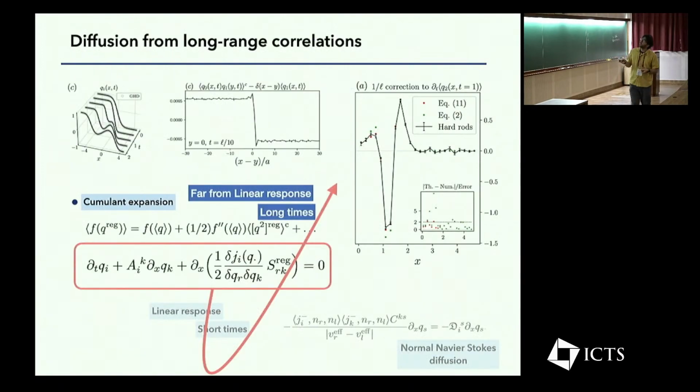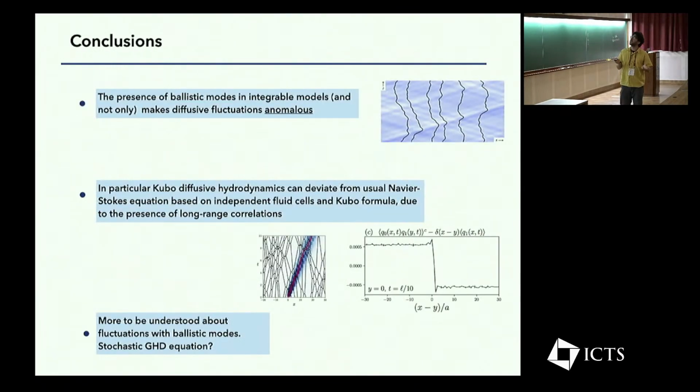Okay, and this brings me to the conclusion. So what I tried to convince you is that even whenever you have ballistic modes, which is the case in integrable models, but also in non-integrable models, you can have ballistic modes due to symmetry. For example, whenever you have a conservation of momentum in one direction, that automatically gives you one ballistic mode. Or in the case of TASEP, for example, diffusive fluctuation will probably be anomalous.